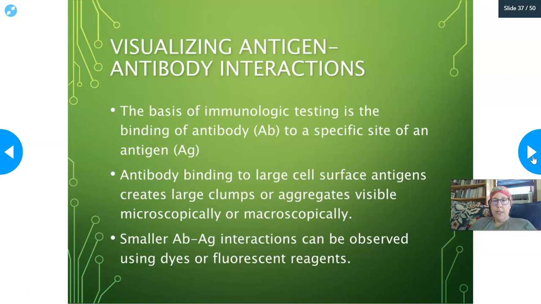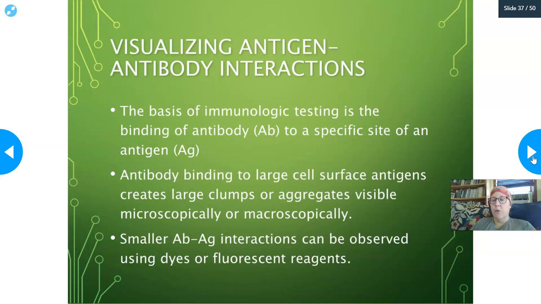So, visualizing those antigen-antibody reactions, which you have to think, these are microscopic. This happens at the molecular level, so we can't see it with the naked eye. We have to make ways to see it. So the basis of immunologic testing is the binding of an antibody to a specific site of an antigen. Antibody binding to large cell surface antigens will create large clumps or aggregates that are visible microscopically or macroscopically. So you could put it under a microscope and see the clumps, or you can actually see them with the naked eye. Right?